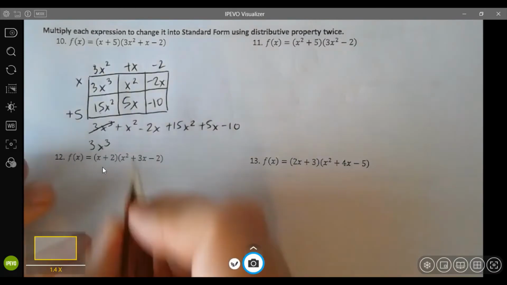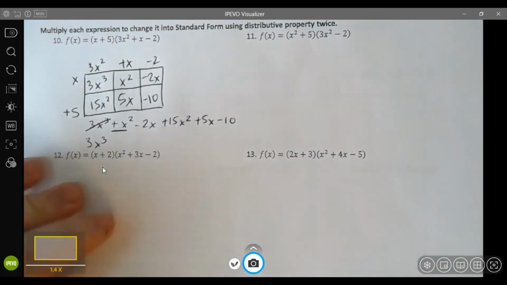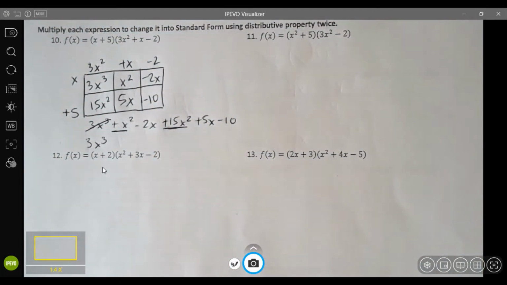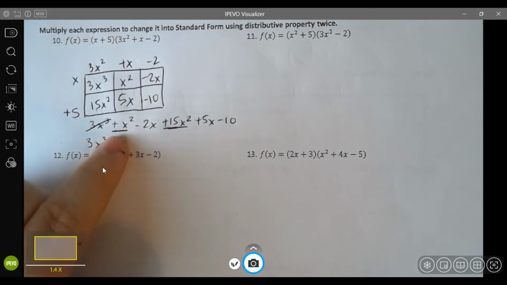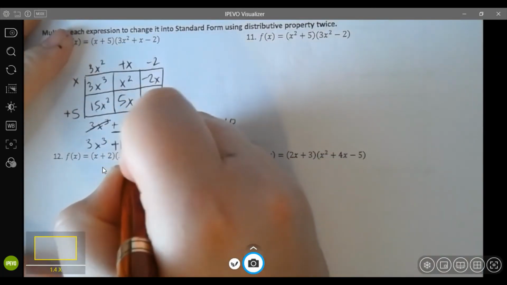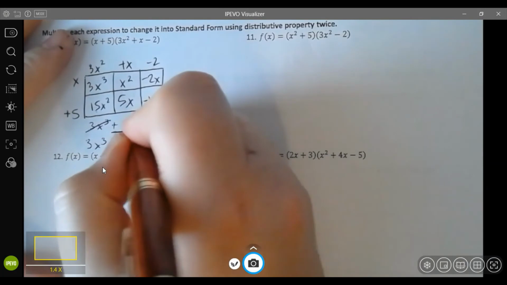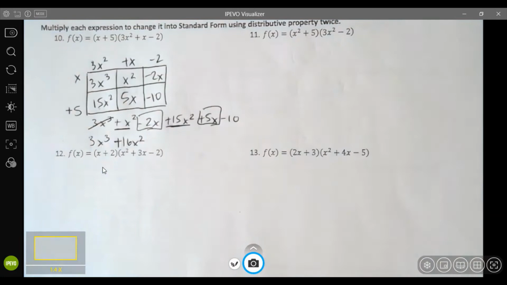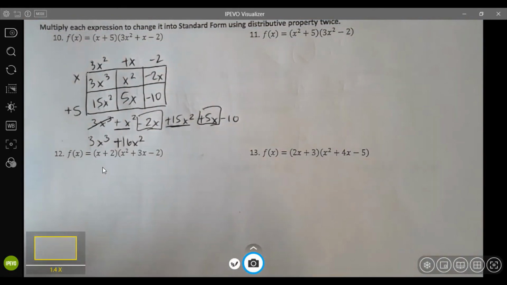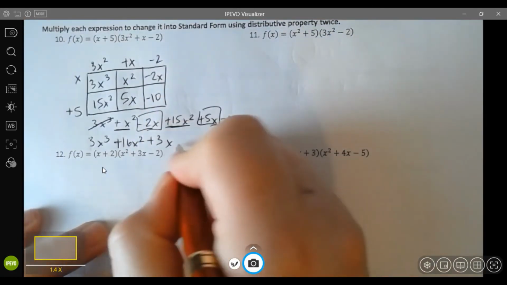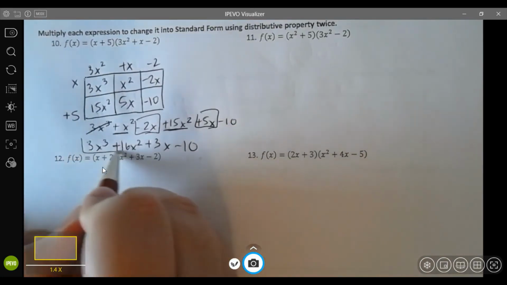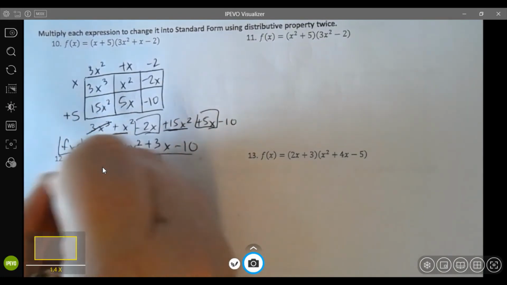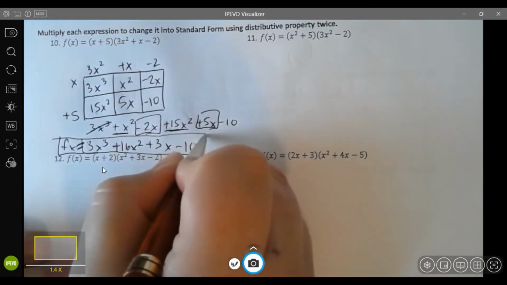Next is the x squared term. So I have x squared. Does anything else have x to the power of 2? Well, sure, the 15x squared does. So I'm going to add those two together. 15x squared plus x squared is 16x squared. Then that brings me down to my negative 2x. So here's an x term, and then the 5x also has an x. So we'll combine those. 5 minus 2 is 3. And the last one is the 10. So our answer here is f of x equals 3x cubed plus 16x squared minus 3x minus 10.